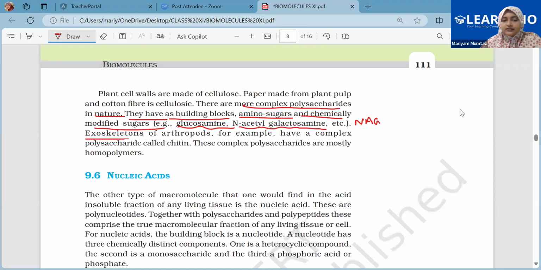Okay, now exoskeletons of arthropods, for example, have a complex polysaccharide that is chitin. These complex polysaccharides are mostly homopolymers. Most of the polysaccharides are homopolymers. Now, these are like every single example of polysaccharide, pay attention to that as well.